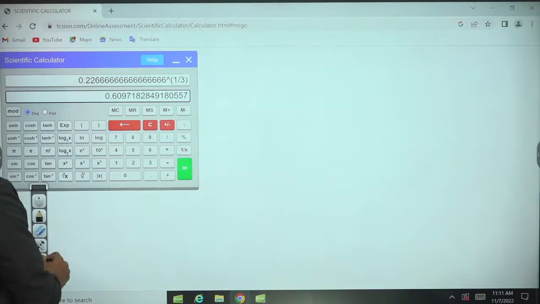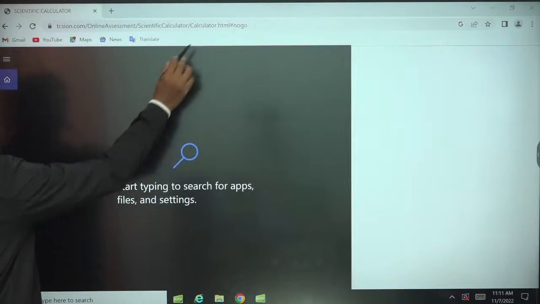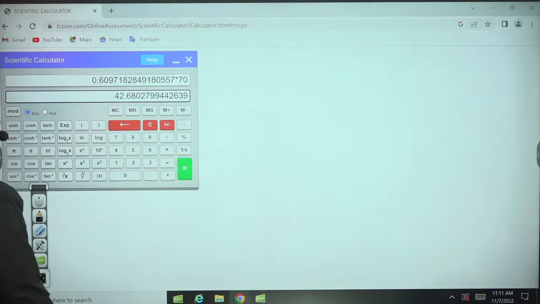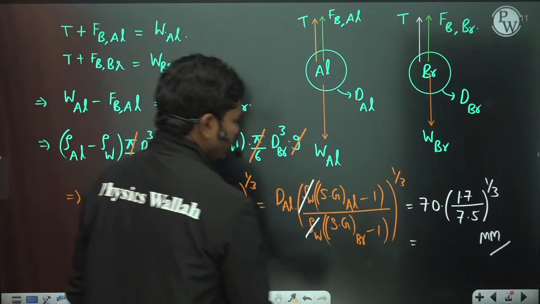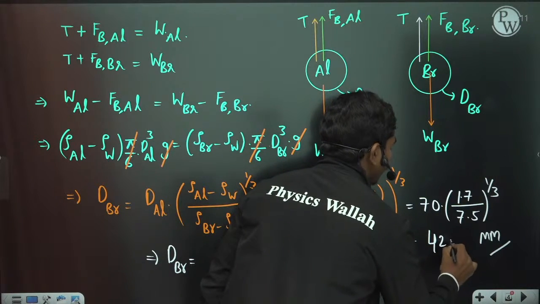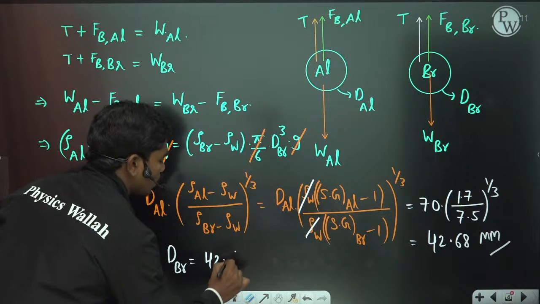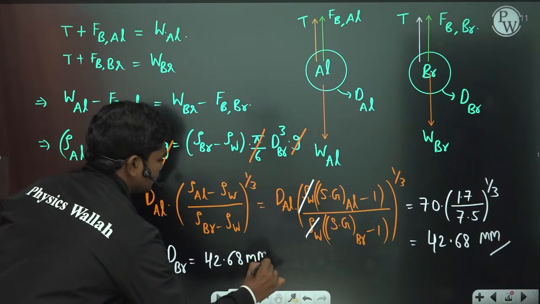So this value you have to multiply with 70. If you multiply this, you get 42.68 mm. Okay, so 42.68 mm actually. So the diameter of the brass ball is equal to 42.68 mm. It's a very simple question.